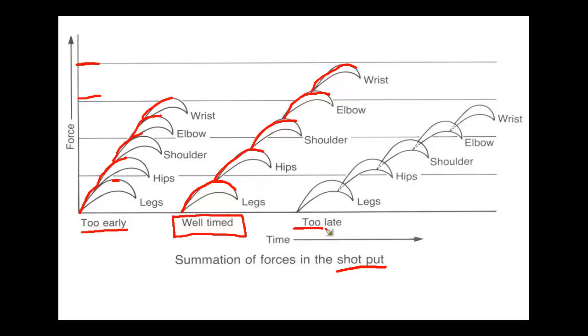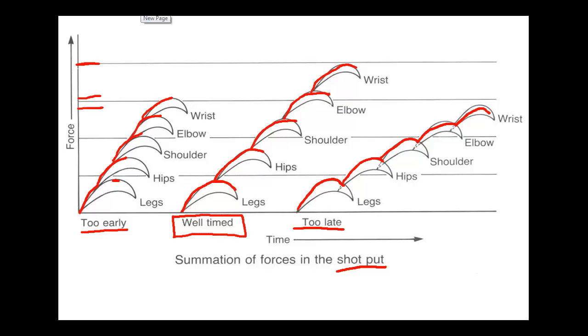Same situation when it's too late. So force is being generated, it's got to its maximum, it started to decelerate or drop off, and then the hips come into play. Same with the shoulder, the elbow, and the wrist. And if you look across here, if it's too late, even less force has been generated. So the optimum, the ideal situation is to be well timed, as this middle example is here.